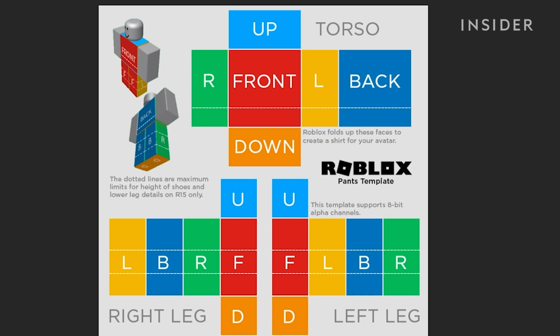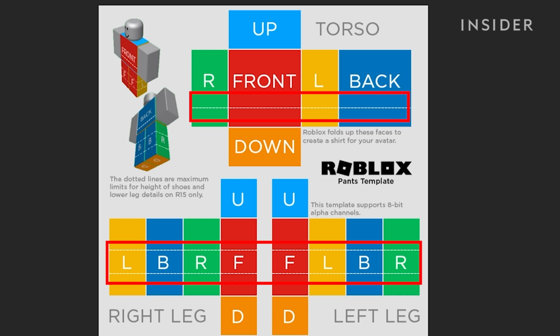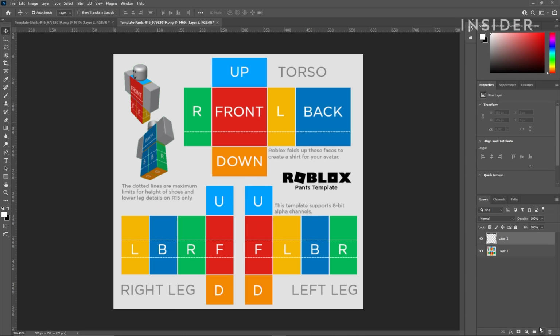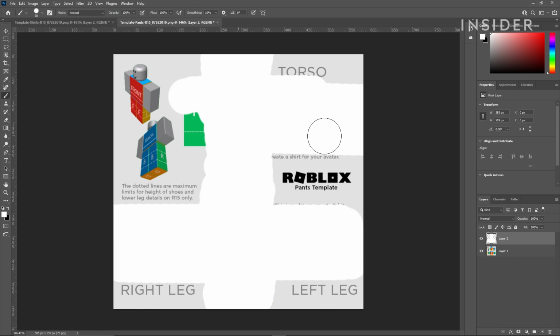The pants are divided into torso, right leg, and left leg sections. Just like the shirt, each section also has faces that correspond to areas on the diagram. The dotted lines show the maximum limits for the height of shoes and for lower leg details on R15 models. From here, design the pants however you desire, within the bounds set by the template.